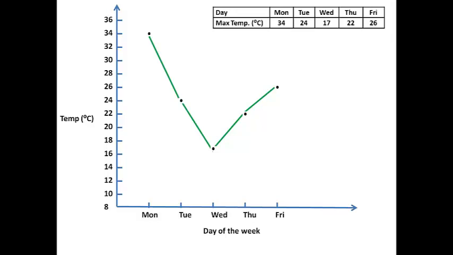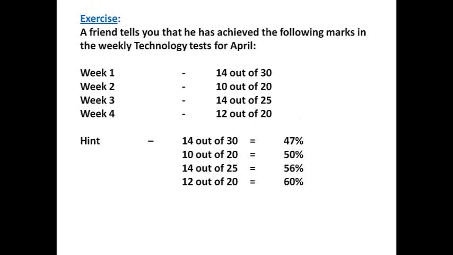The next slide is an exercise for you to complete. A friend tells you that he has achieved the following marks in the weekly technology tests for April. In week 1, he achieves 14 out of 30. And so you can see his marks for the other 3 weeks as well. Are you immediately able to tell whether your friend is improving or not? Not so easy, is it?